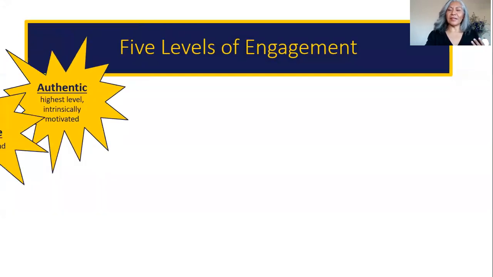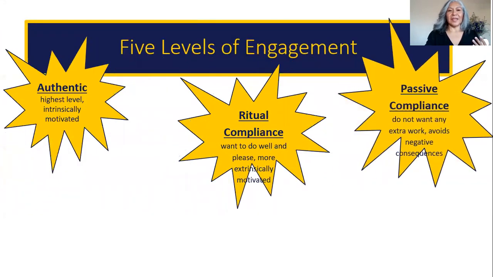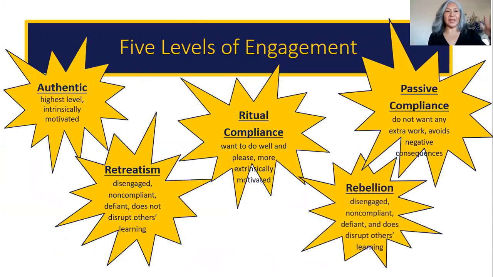And so you know that there are 5 levels of engagement. In the 5 levels of engagement, we have authentic engagement, which is what we want in every classroom. And then we have the rebellion engagement, where the student is disengaged, non-compliant, defiant, and disturbs other people in their learning. Right now, a lot of our teachers are faced with a rebellion classroom or the rebellion level of engagement. And they are not disturbing others because they're by themselves in the class. But they are not engaged.